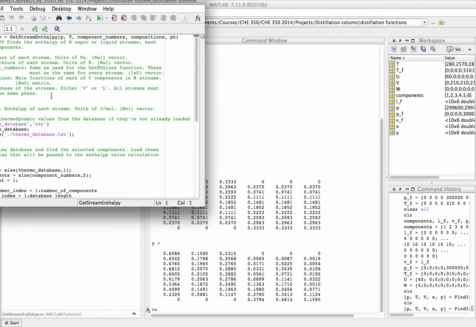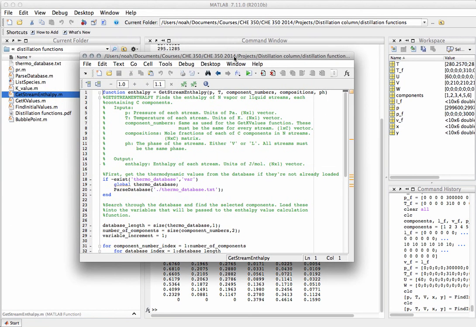And let's take a look at get stream enthalpy. Okay, so what do we need here? We've got pressure, temperature, component numbers, compositions, and phase, the phase of the stream. All right, so we can calculate for either vapor or liquid streams. So this is either a letter V or a letter L. Okay, so get stream enthalpy works for a single stream, or you can run it on a set of streams. The way it works is as follows.